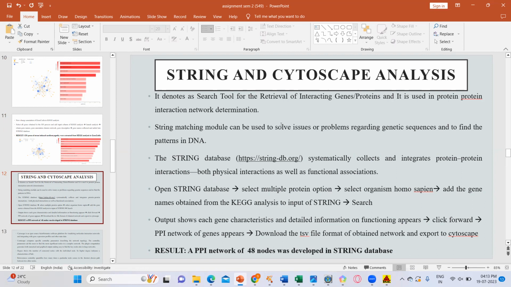Now, the STRING database website systematically collects and integrates protein-protein interactions, both physical interactions as well as functional associations. The process starts with: open the STRING database, select the multiple proteins option, select organism Homo sapiens, add the gene names obtained from the KEGG analysis to the input of STRING and click search. Output shows the gene characteristics and detailed information on functioning appears. Click the forward tab and the PPI network of genes appears. Now download the TSV file format of the obtained network and export to Cytoscape.